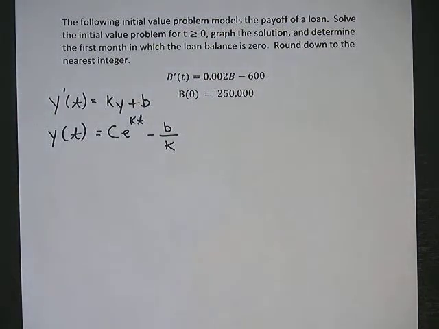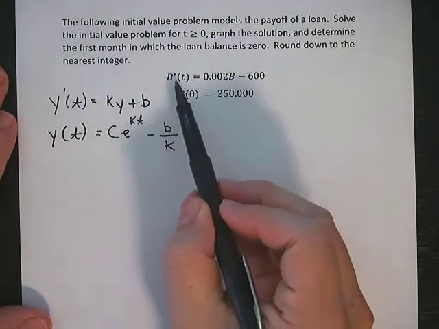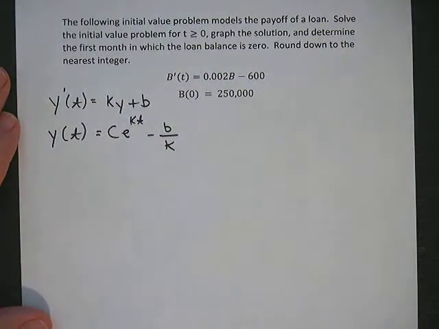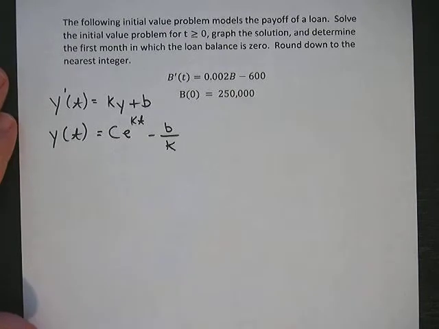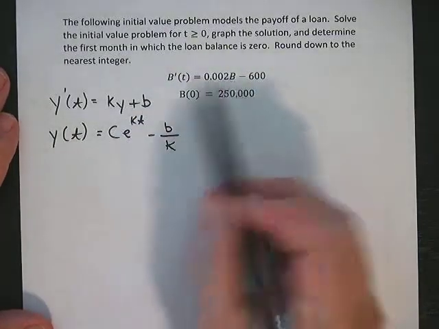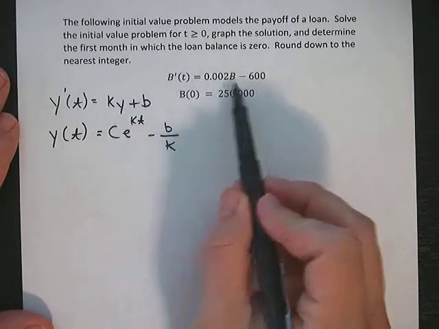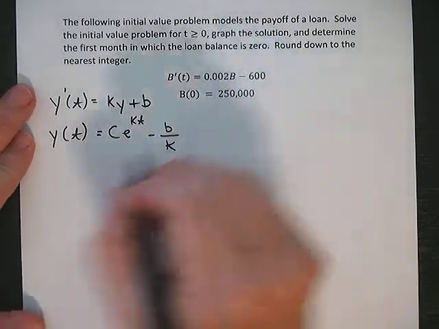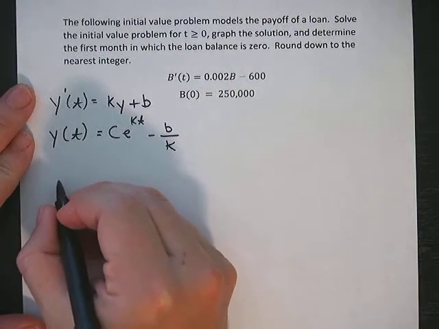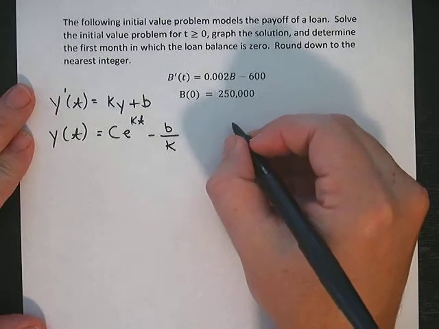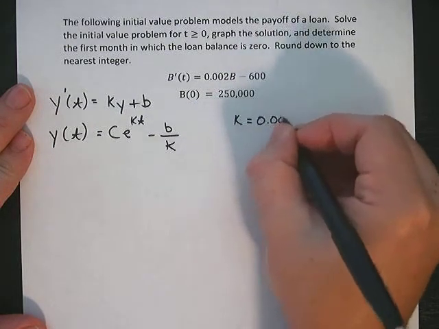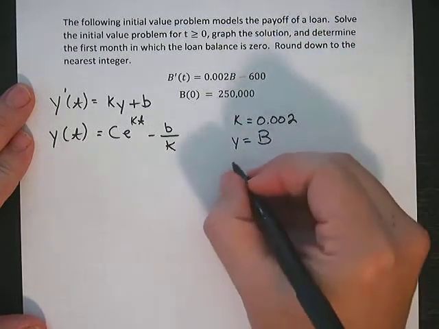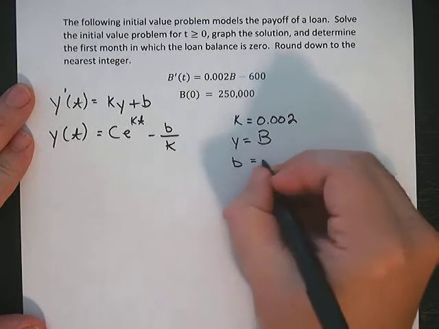Okay, so this problem is of that form, so the y prime of t is the same as y prime of t. Our k is going to be 0.002, the y is equal to the y, and then this little b is equal to negative 600. So we can write that down: k is equal to 0.002, y is equal to y, and little b is equal to negative 600.